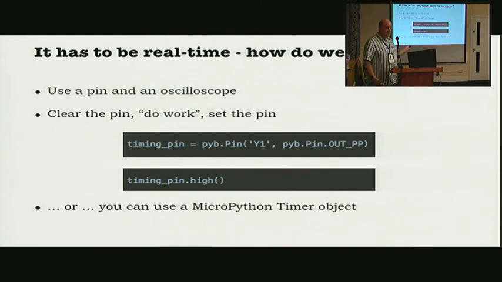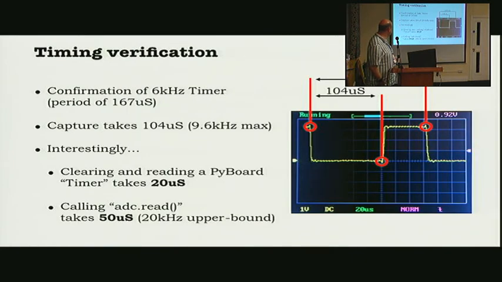So there are two ways you can do this on the PyBoard. They provide you with basic pins that you can set to high or low. So I can set a pin to a logic 1 or a logic 0, and if I have an oscilloscope, then I can see a strobe, and we'll see that in a moment. Or you can use a timer object. So you can just set the timer object at the start of your code and read it at the end. I happen to use an oscilloscope, and here's an example of the pin strobing.